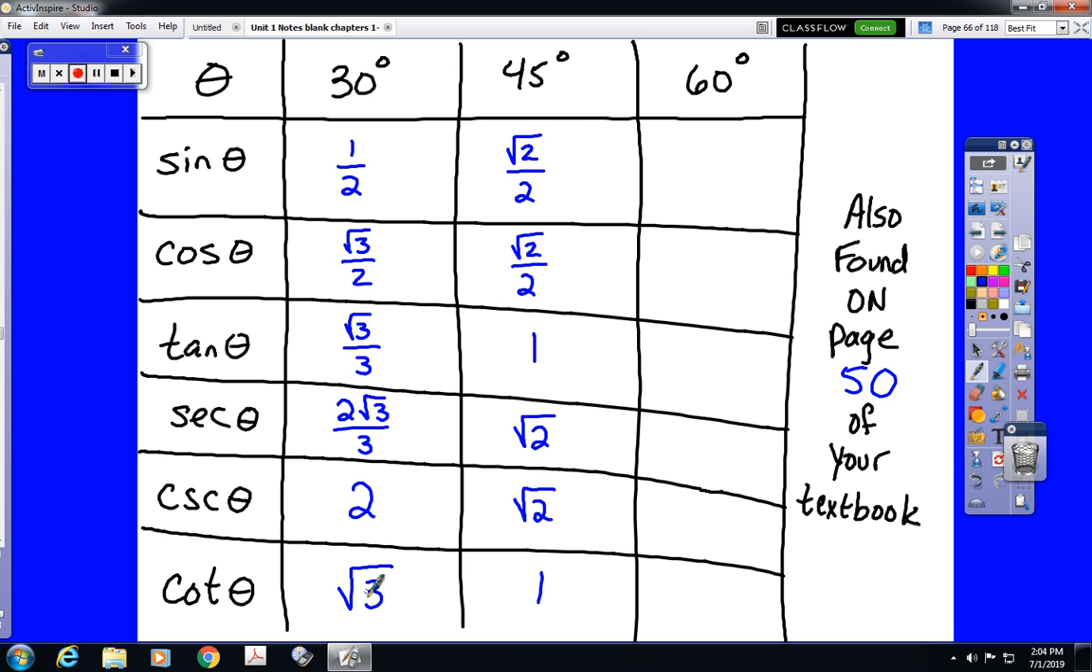And finally, we finished up with 60 degrees. The sine was root 3 over 2. The cosine was 1/2. The tangent was root 3. The secant was 2. The cosecant was 2 root 3 over 3. And the cotangent was root 3 over 3.